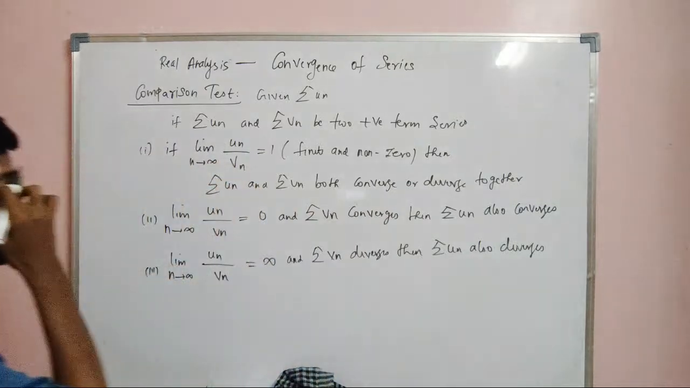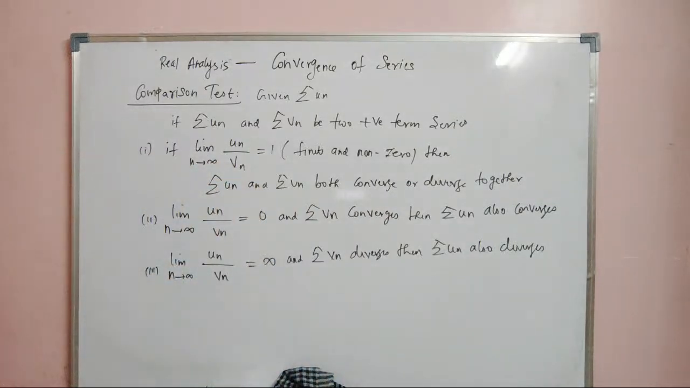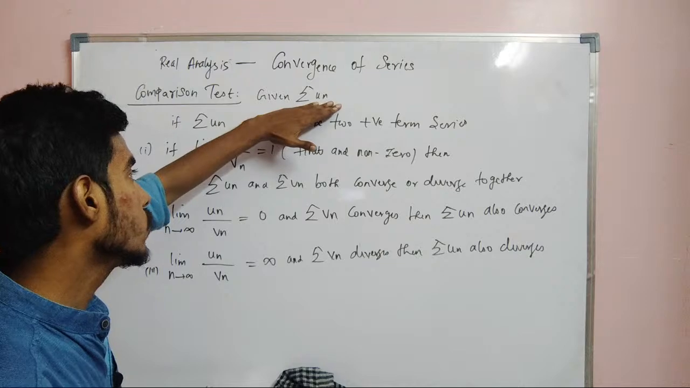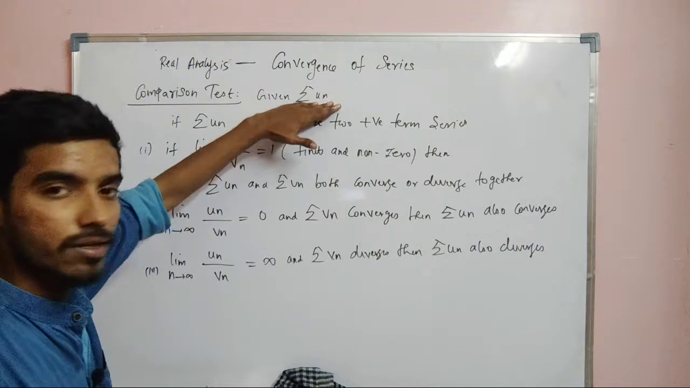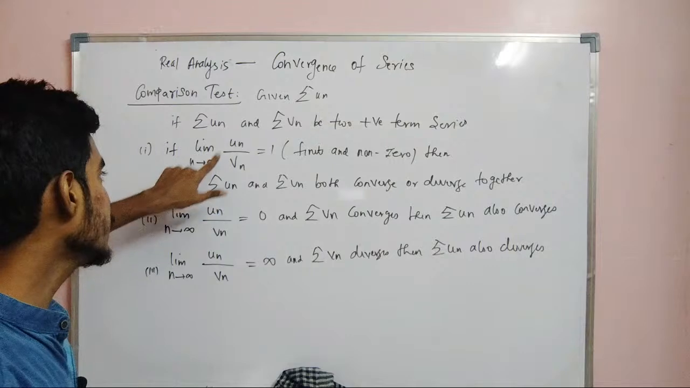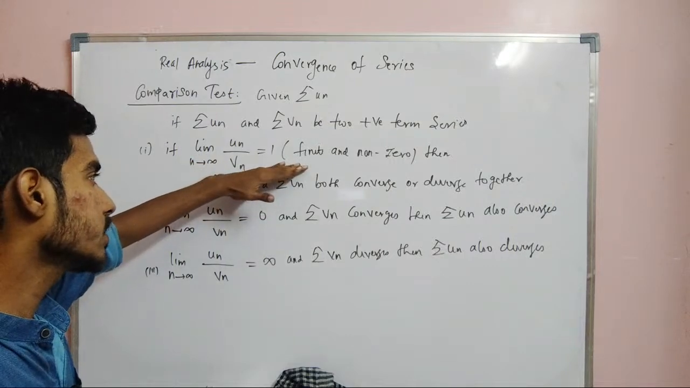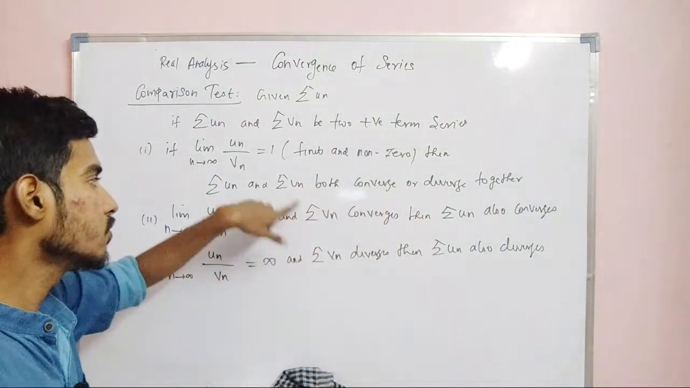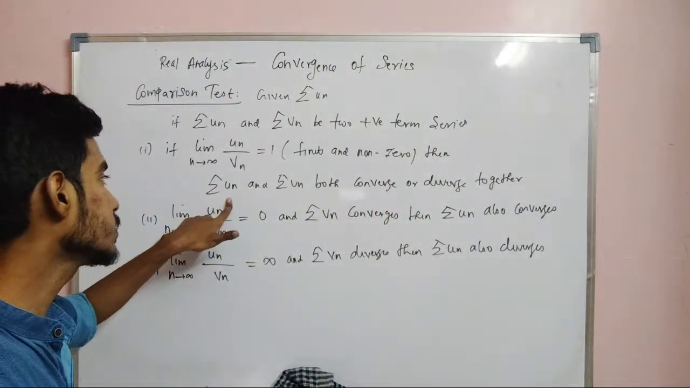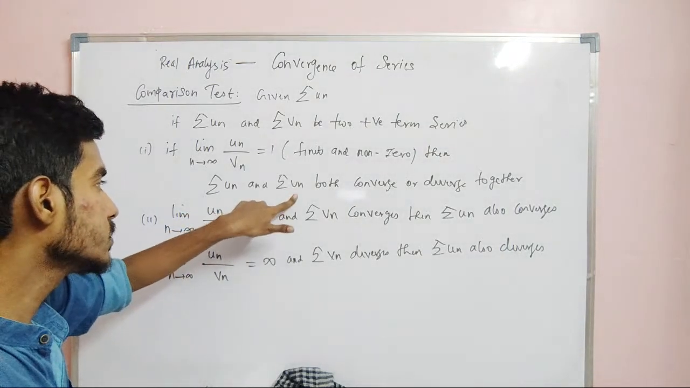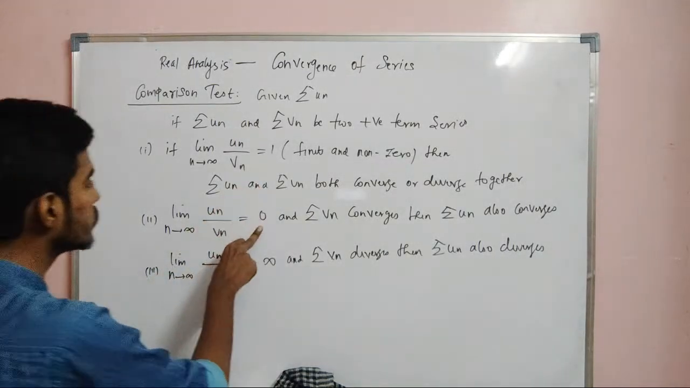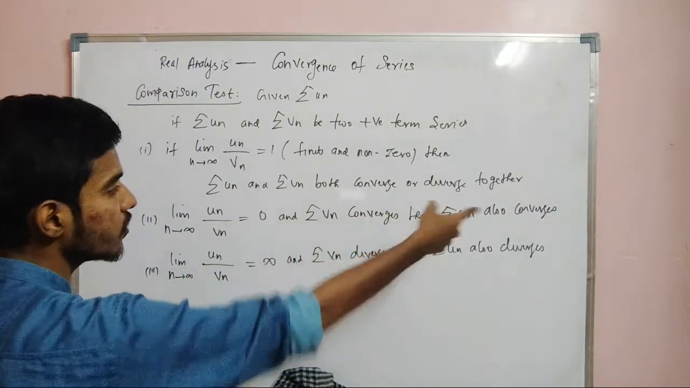So, very important: three comparison tests. Based on these results, you will work out problems, right? So given a series un, you need to find another series vn from un, and you find the limit of un by vn. If it is finite and non-zero, both un and vn converge or diverge together. If vn is convergent, un is also convergent. If un is divergent, vn is also divergent. Both converge or diverge together. If the limit is equal to 0 and if summation vn converges, then un also converges.